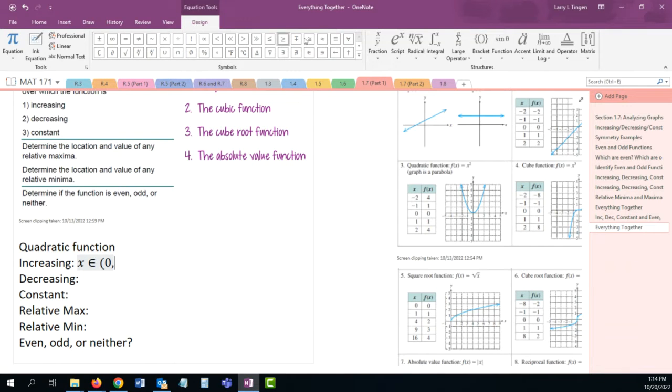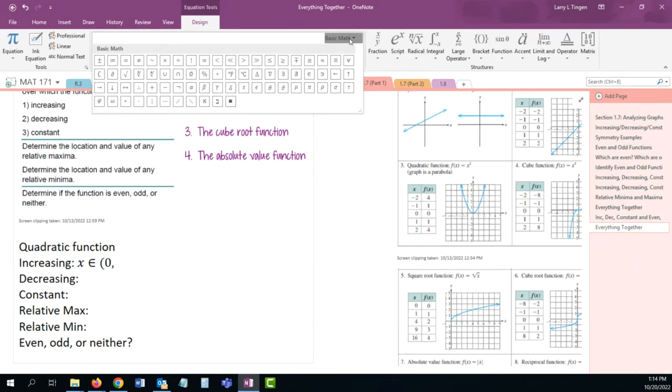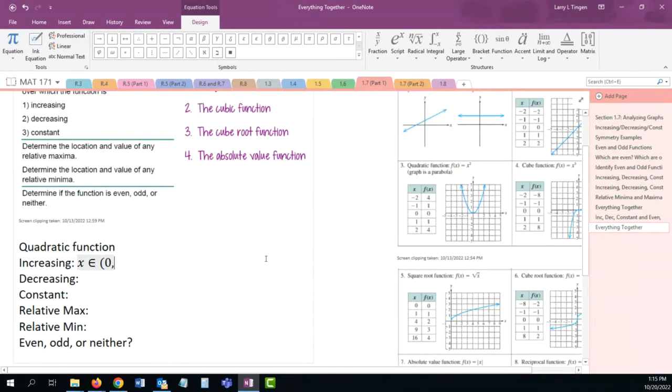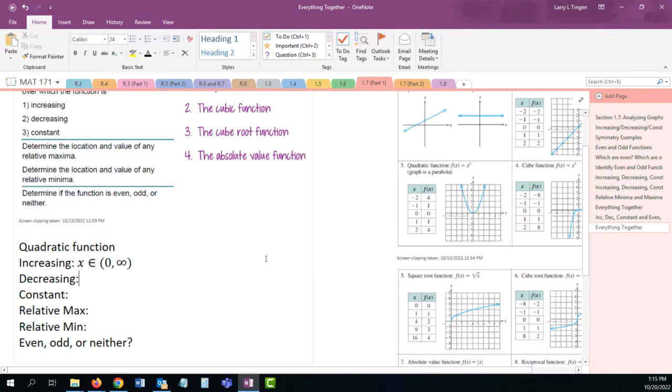What is the prefix for that? INFTY. There we go. Okay. So the quadratic function is increasing from 0 to infinity, and this is not all quadratic functions. This is just the quadratic function that's in our basic table here.